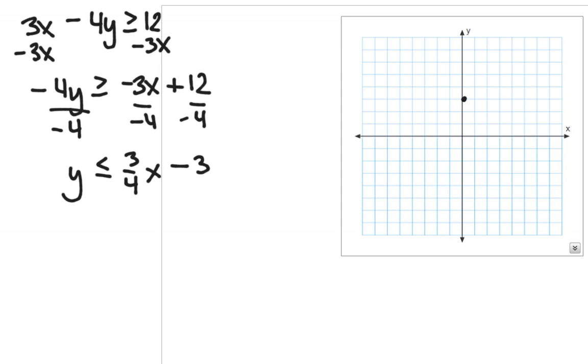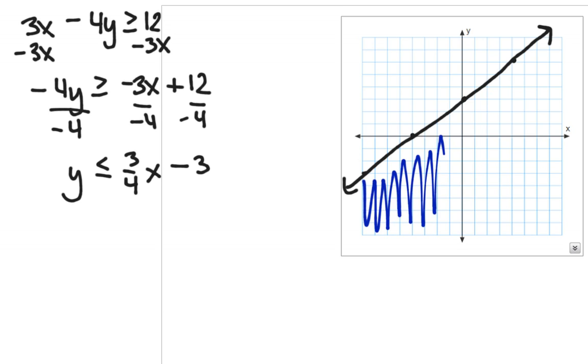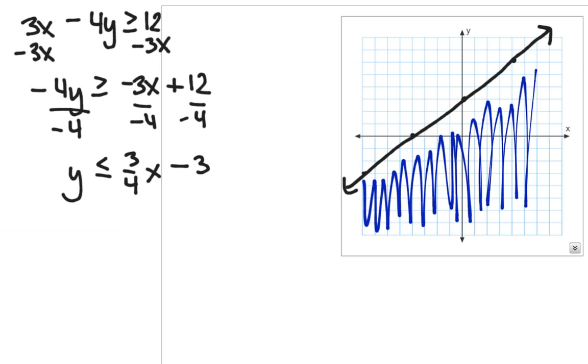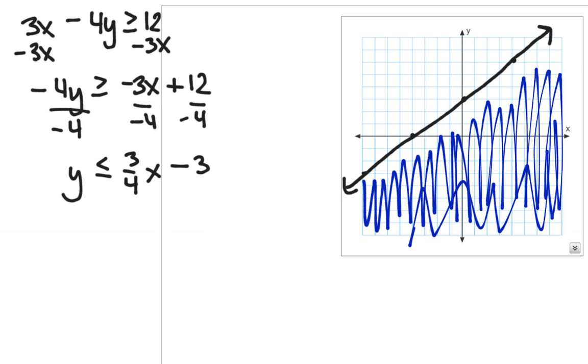Again, find my y-intercept, count my slope, which is positive 3, positive 4, or I can do negative 3, negative 4. Because it is less than or equal to, it is a solid line, because we include the points on the line. Less than values for y are below my y equals line, so you can see I am shading that here in blue, all of these points here.